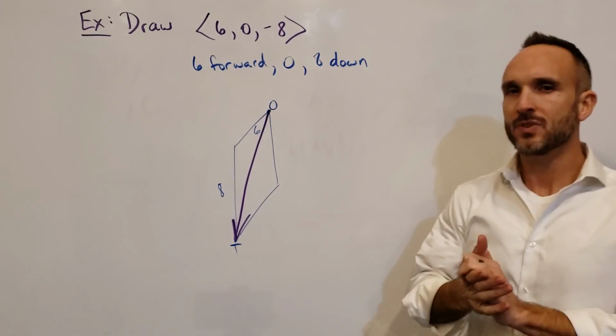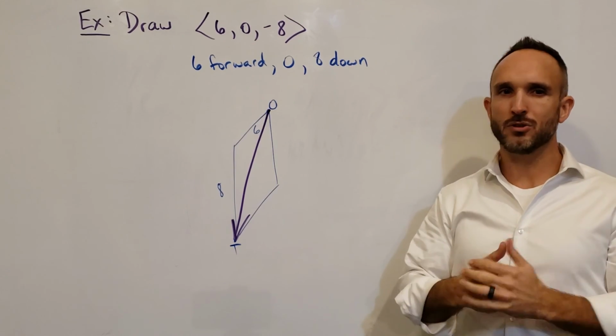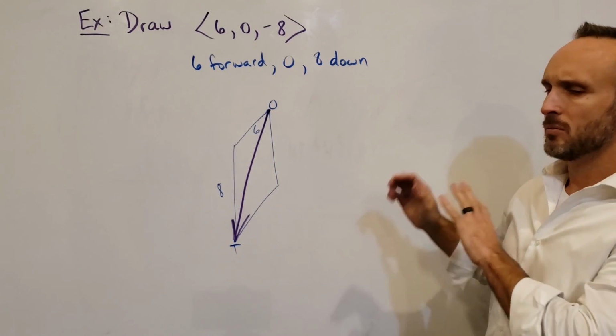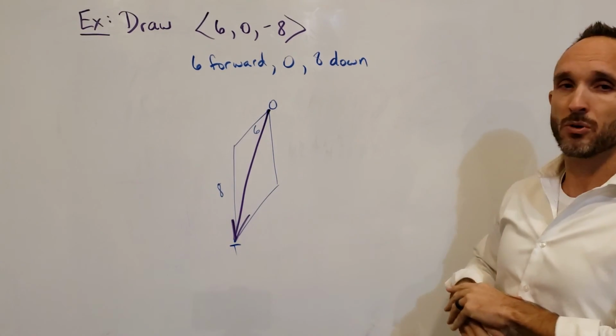Okay, so that's drawing vectors in 3 dimensions. Sometimes you don't have to do that. Most of the time you don't have to work with them, but it's really good to be able to visualize what a 3-dimensional vector looks like and what the components mean.